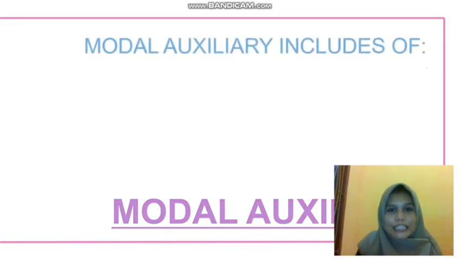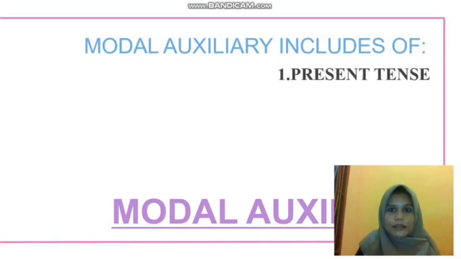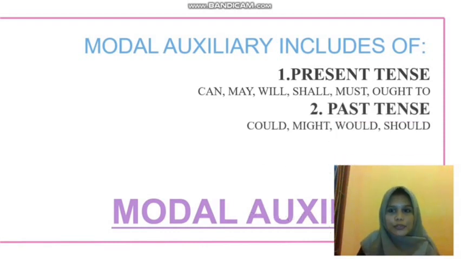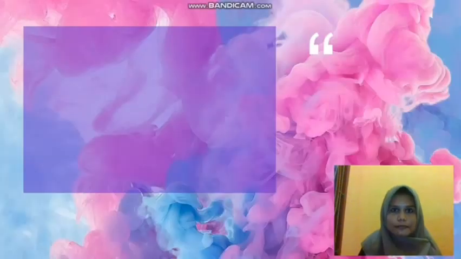Modal auxiliary includes two forms, present tense and past tense. Present tense: can, may, will, shall, must, ought to. And then past tense is could, might, would, and should.